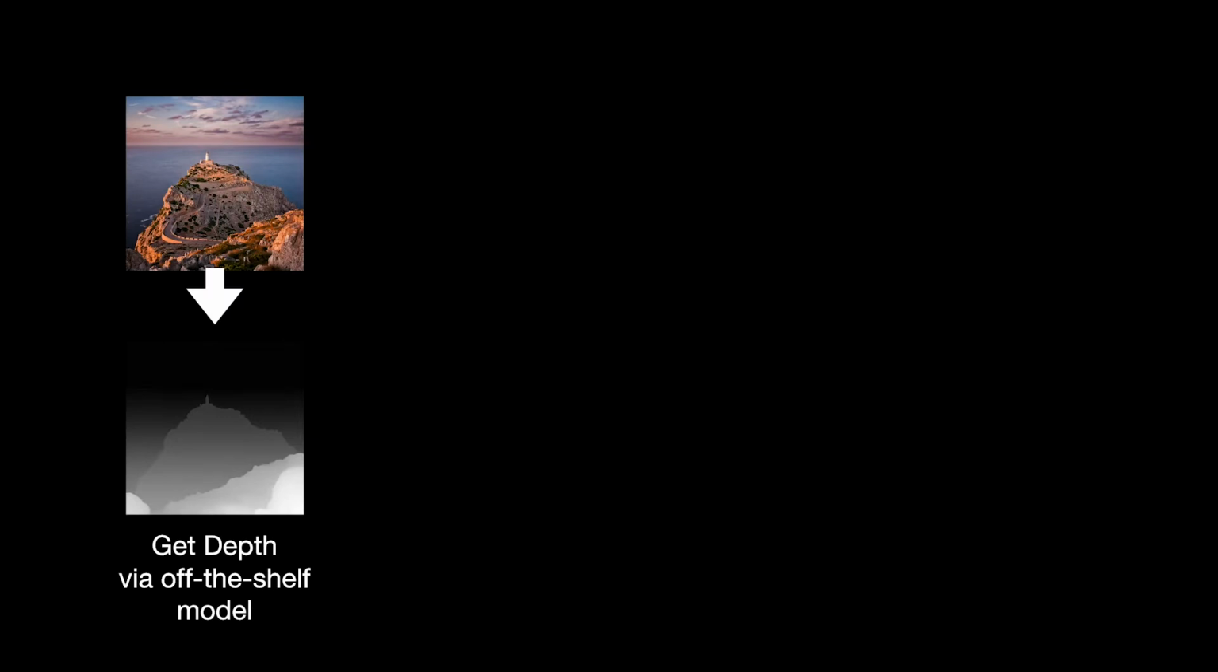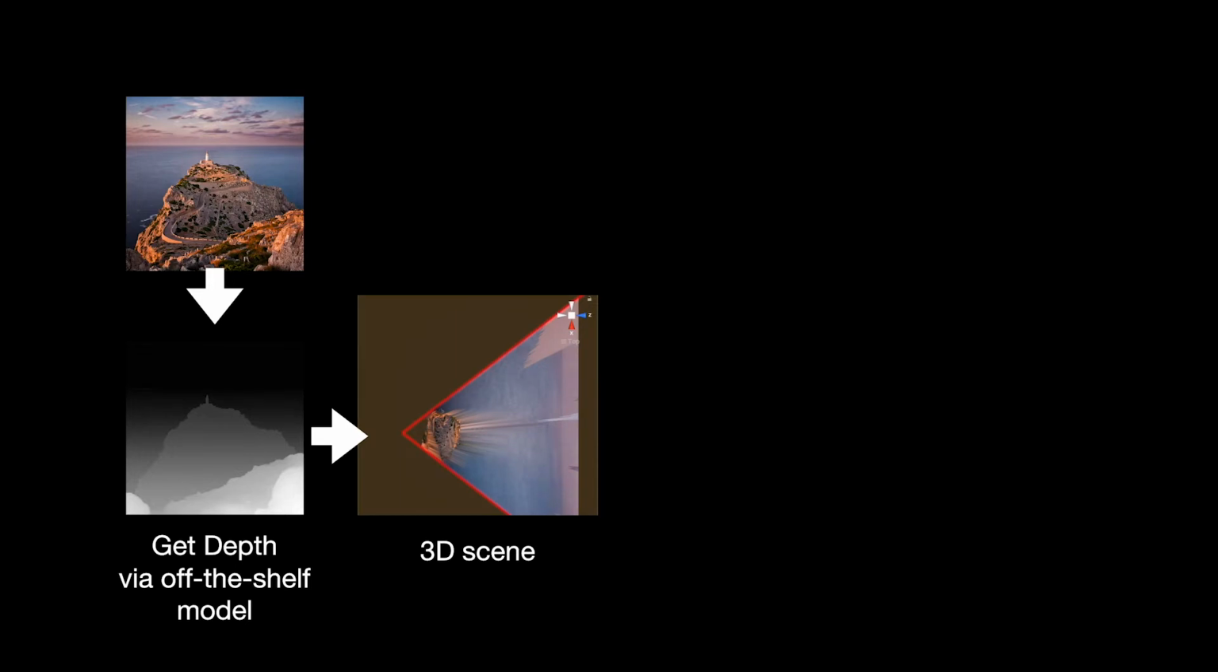In this part, we start off with an image, obtain a depth map from an off-the-shelf model, and construct a 3D scene using the depth map. Shown here is a top-down view of the reconstructed 3D scene. At first, we just use conventional linear perspective, where the boundary of the view volume is shown in red.